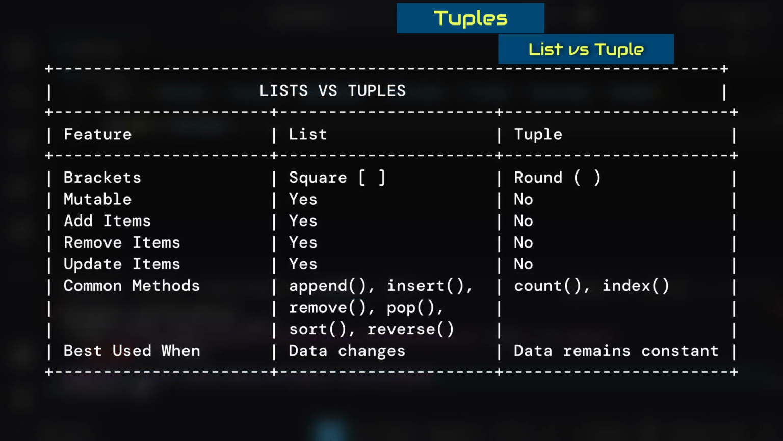Now let us compare lists and tuples. Lists are created using square brackets. Tuples are created using round brackets. Lists are mutable. This means we can add, remove, or update items. Tuples are immutable. Once created, their values cannot be changed. Lists provide many methods such as append, insert, remove, pop, sort, and reverse. Tuples provide only a few methods such as count and index because their contents cannot be modified. We have already learned these methods while working with lists. They are used in exactly the same way for tuples. Choose a list when your data is expected to change. Choose a tuple when your data should remain constant.